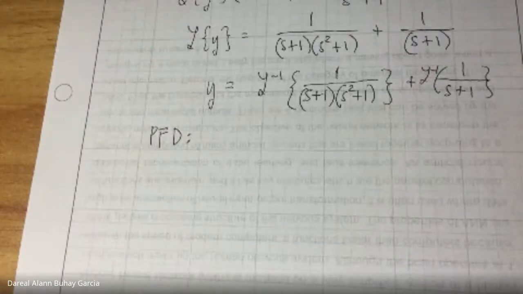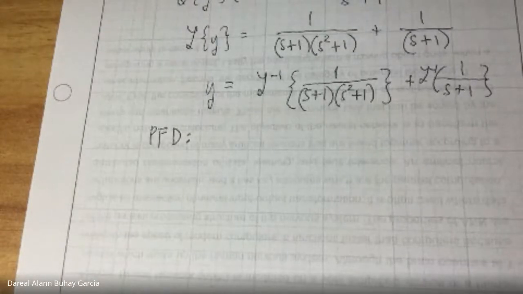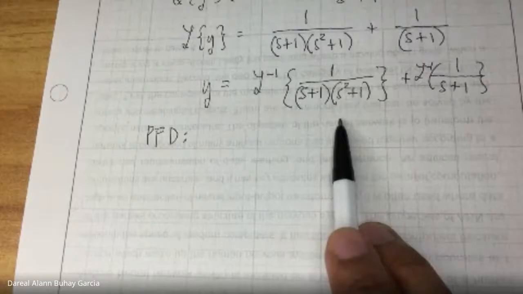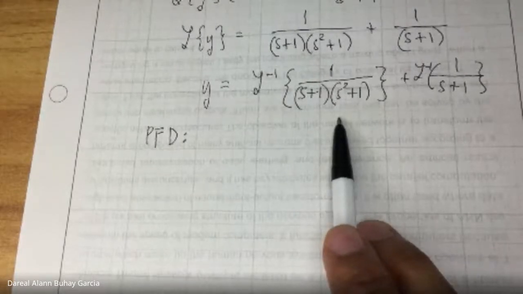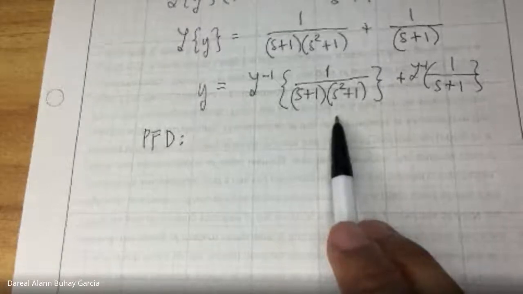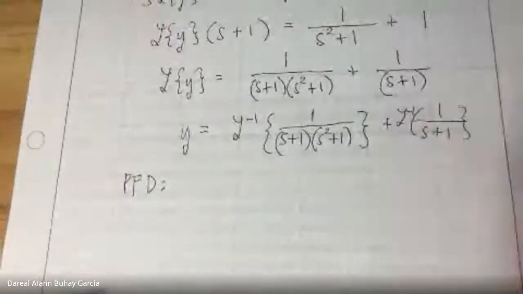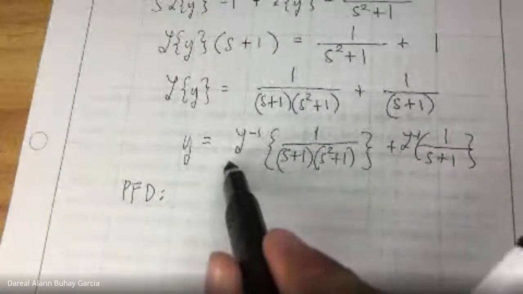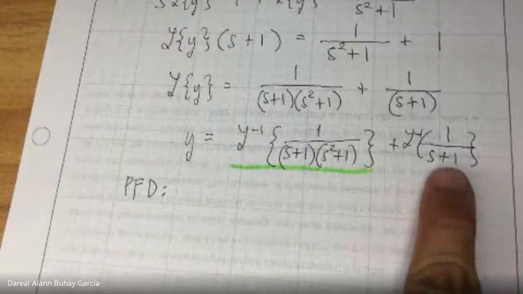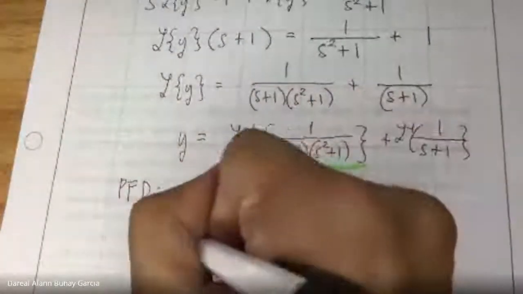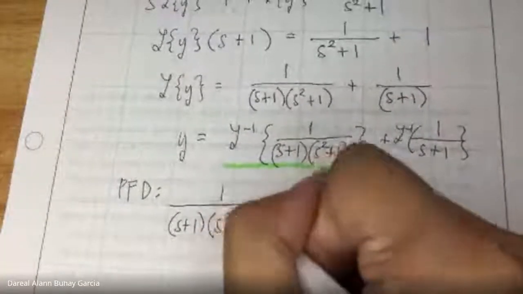Based on the forms of partial fraction in the last slide, what would the partial fraction form be? The second term is already alone, and it's directly inverse Laplace later, so we only decompose this one: 1 over s plus 1 times s squared plus 1.